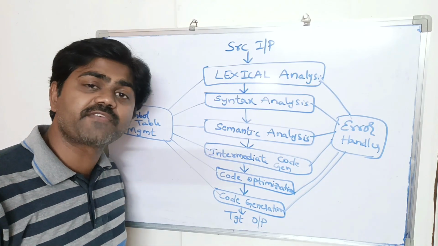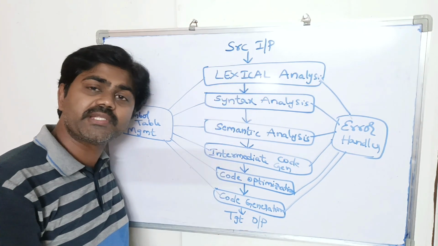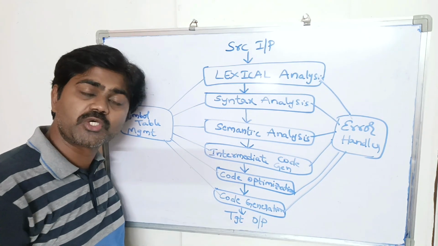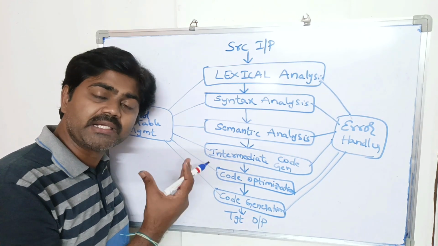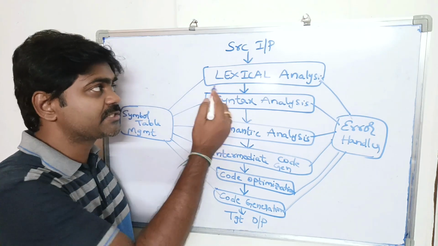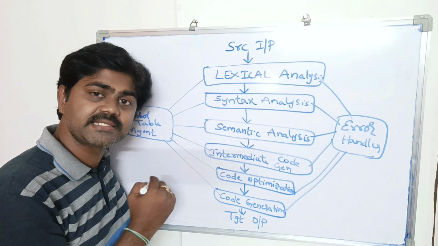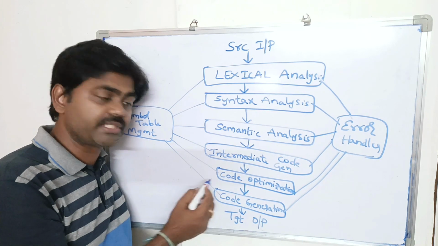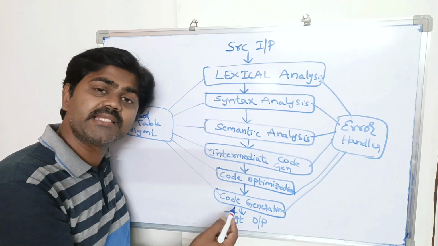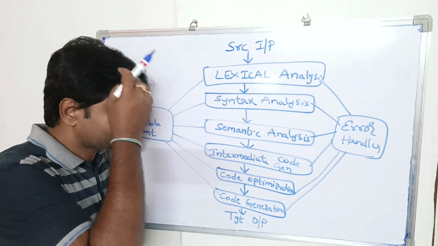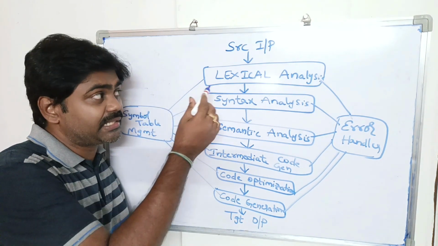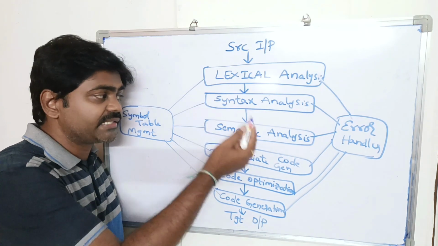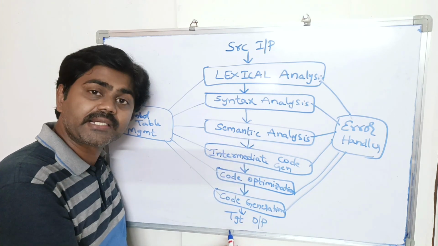So this is the diagram for the phases of a compiler. First, we'll have a source input. So as we discussed, on providing a source input to a compiler, the end result will be a target output, right? The first phase is lexical analysis, second syntax analysis, third semantic analysis, fourth intermediate code generation, fifth code optimization, and the last one is code generation. The source input is first taken by lexical analysis, next syntax analysis, then semantic analysis, like that. Finally, we get the target output.